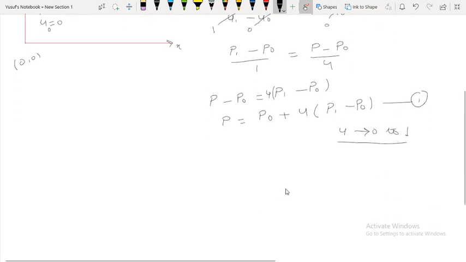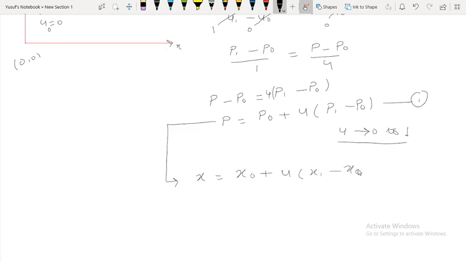Okay, if you want to write it in terms of x and y, suppose x will be equal to x0 plus u times (x1 minus x0), and y will be equal to y0 plus u times (y1 minus y0). So you can write this in terms of x and y. In these two equations, you have to use the parameter u, which varies from 0 to 1. By using this parameter, you can calculate the points on the line.